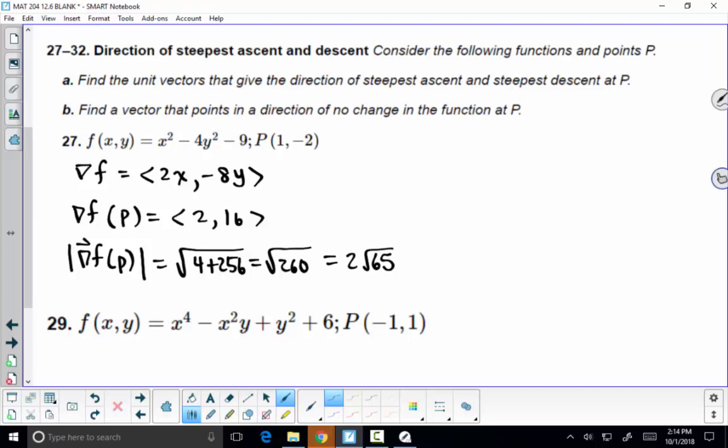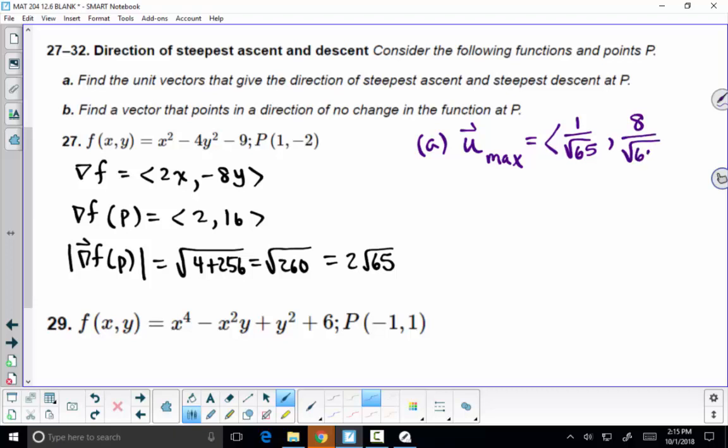So now let's try to answer the question. In part A, it says find unit vectors that give the direction of steepest ascent and steepest descent. Okay, so now we've got our data. What's the unit vector going to be? For the U max, we're going to take the gradient and divide by the length of it. So we divide by 2 root 65, so we get 1 over root 65, comma 8 over root 65.